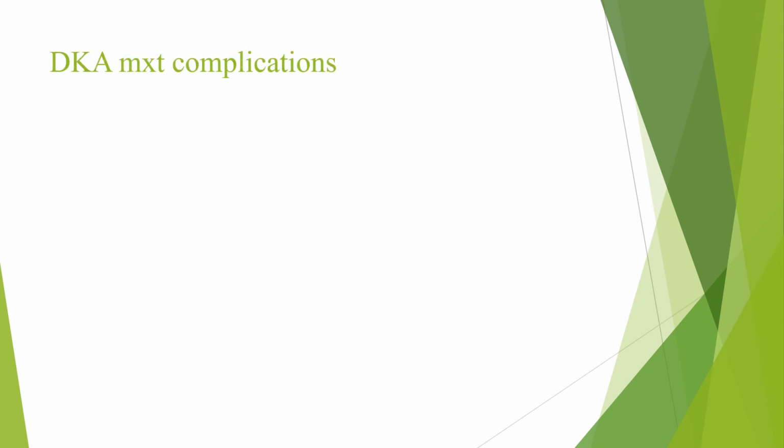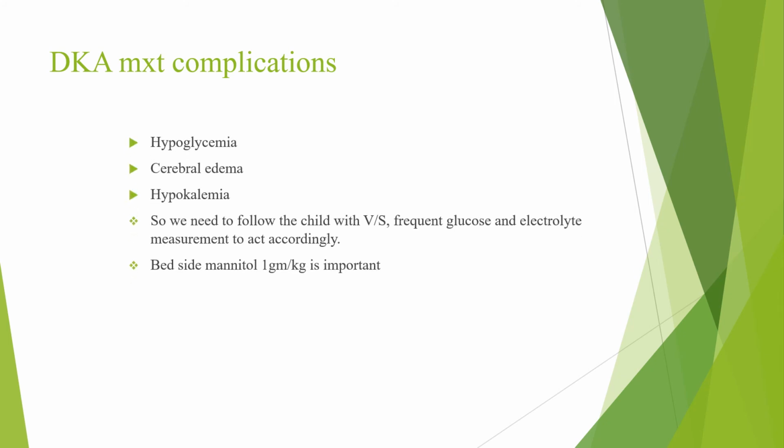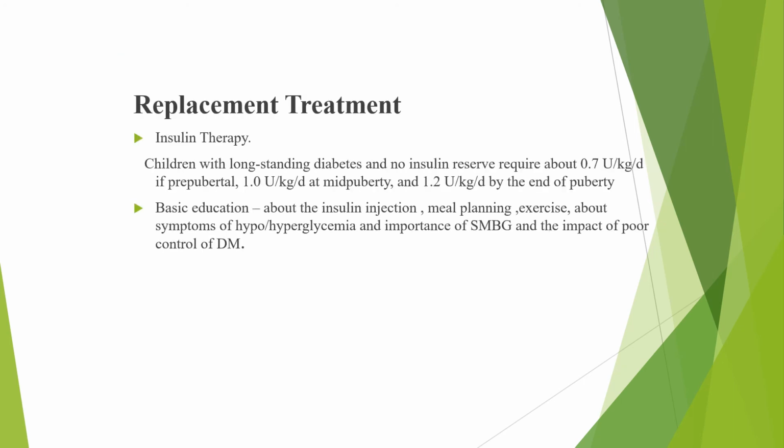When we treat DKA, we also have to strictly follow for the possible development of complications. The most common complications in DKA management are hypoglycemia, cerebral edema, and hypokalemia. So we need to follow strictly with vital signs, frequent random blood sugar measurement every 2 hours, and electrolyte measurement every 4 hours. Bedside mannitol should also be available at 1 gram per kg because of the risk of cerebral edema.